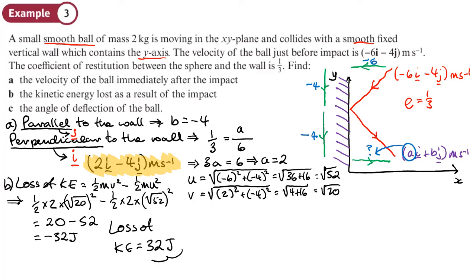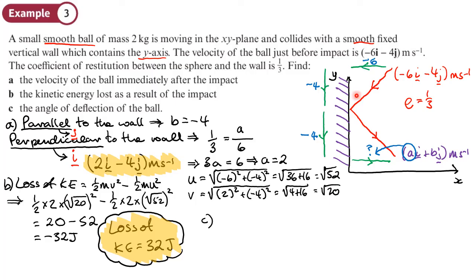Now what you could do is actually work out the two amounts of kinetic energy separately, and then just do the biggest one minus the smallest one, because we know it's a loss. So I'm expecting a negative in this case, because there's more kinetic energy before than there was afterwards. Okay, now part C, it says the angle of deflection.